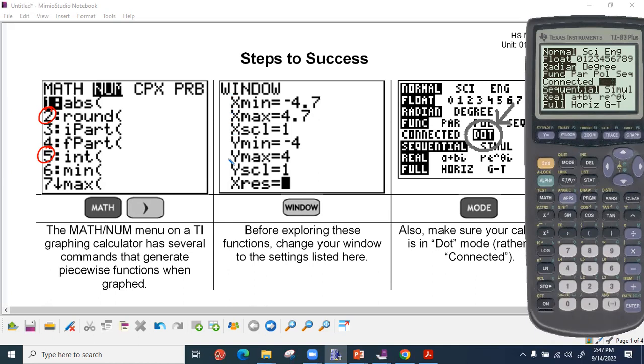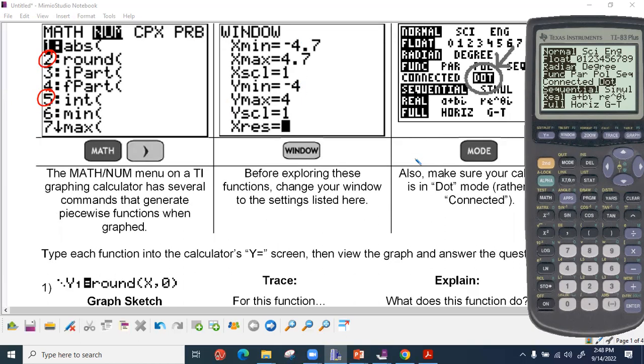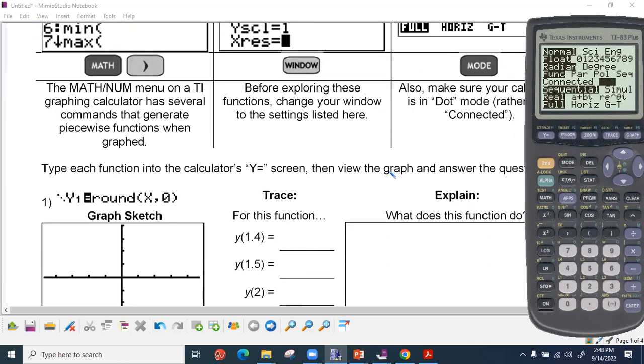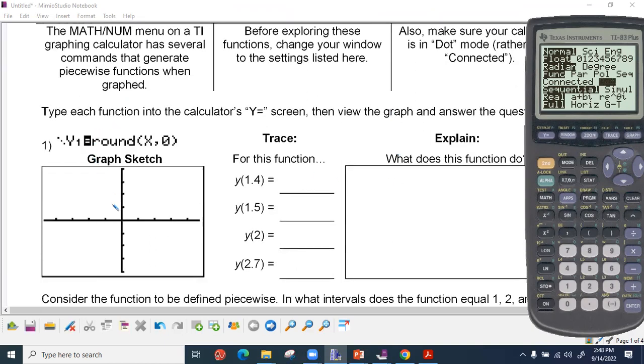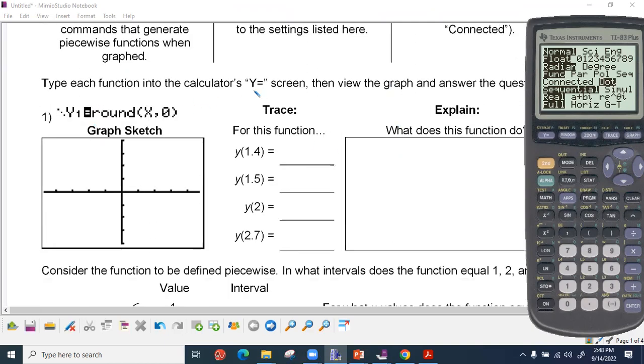Okay, so as far as that goes, that's all we've done so far in the calculator. Now we're going to begin graphing because our calculator is set and ready for us to graph step functions, aka a type of piecewise. So the first one that we're going to graph, we're going to go to y equals, because that's how you graph from any screen. When you go to y equals, you should have dots instead of a solid line if you turned on the dot feature.